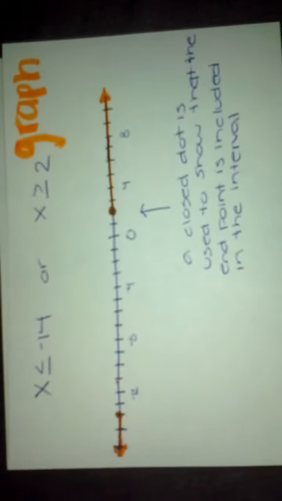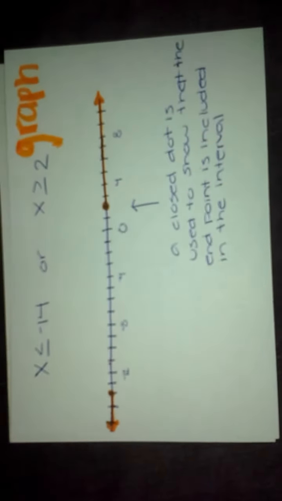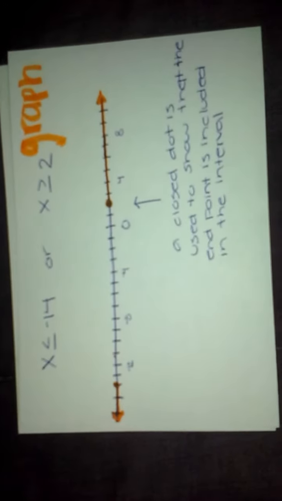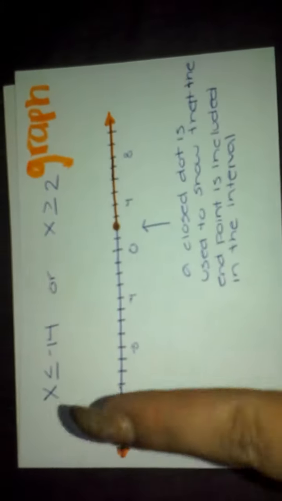Now to find the graph, we know that x is less than or equal to negative 14 and x is greater than or equal to 2. We need to know that a closed dot is used to show that the endpoint is included in the interval. When we have an open dot, that shows that the endpoint is not included. In this case, it is included, so we know we're going to need closed dots.